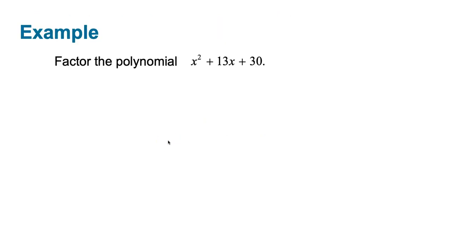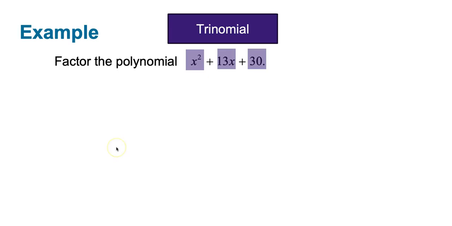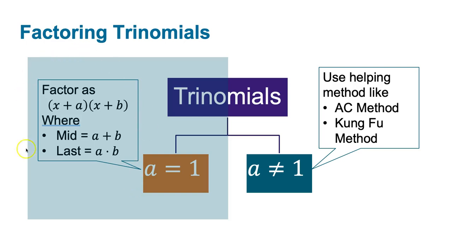Let's look at an example. We're asked to factor this polynomial. How many terms does it have? 3. That makes it a trinomial. That means we need to determine which case we are in. The coefficient of x squared is 1, thus we're in the case when a equals 1. Therefore, we can employ this strategy.